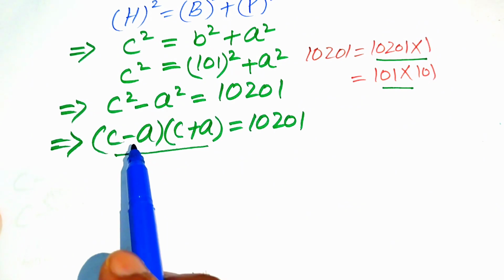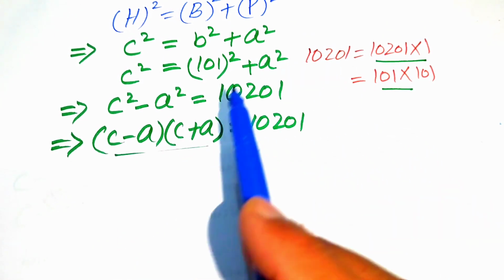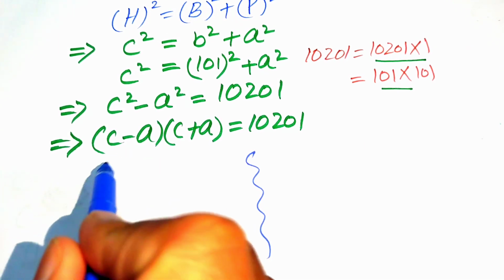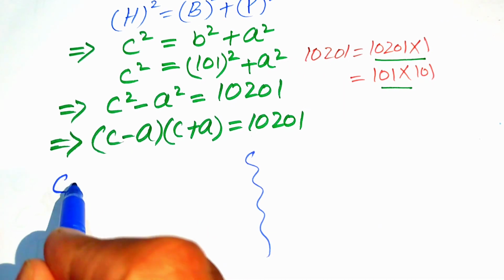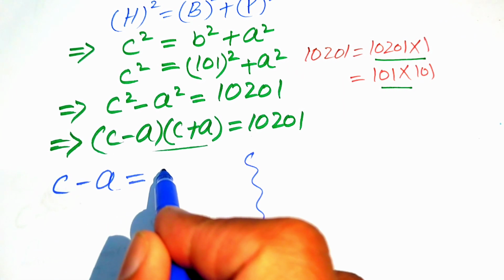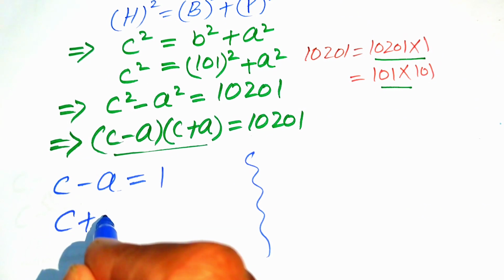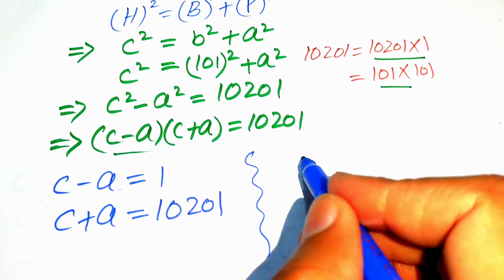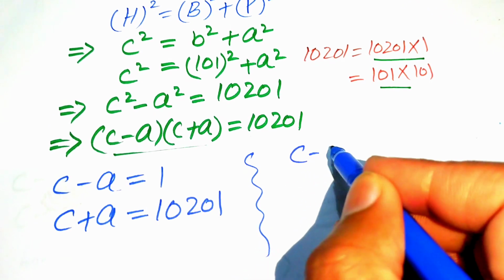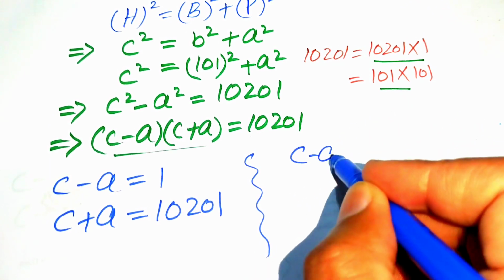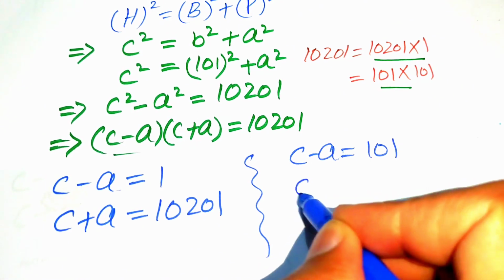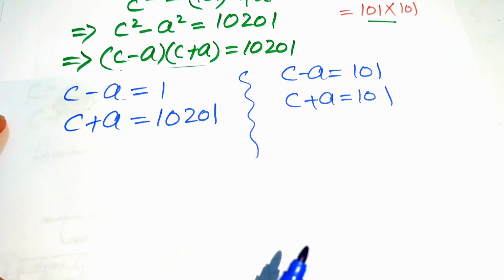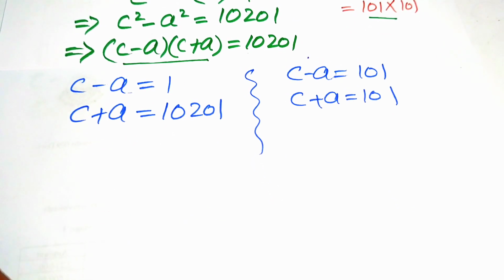So here we compare the left hand side with case number 1, and again the left hand side with case number 2. So in case number 1 we compare the left hand side with case 1, and you get here c minus a equals 1 and c plus a equals 10,201. And similarly in the second case we compare the left hand side with the right hand side, and you get c minus a equals 101 and c plus a equals 101. So we have these two cases, and now we can solve them and find the values of a and c.